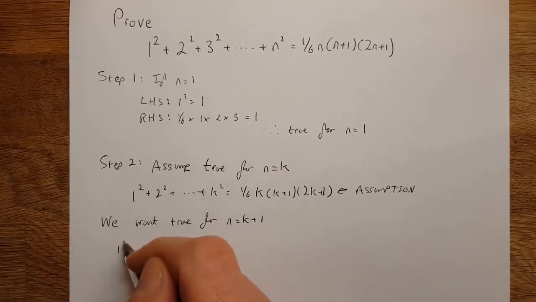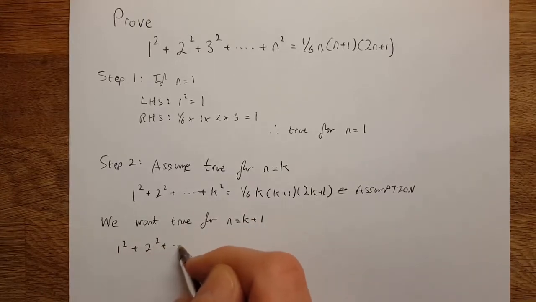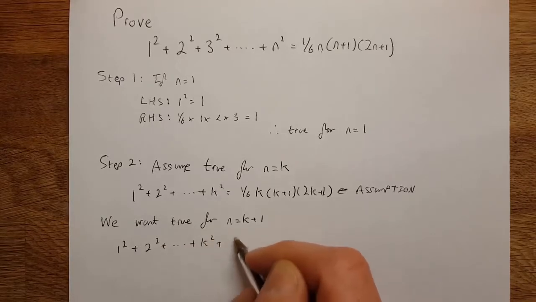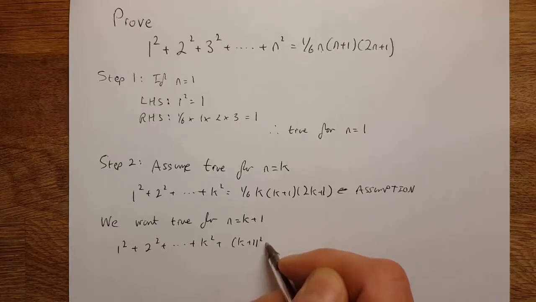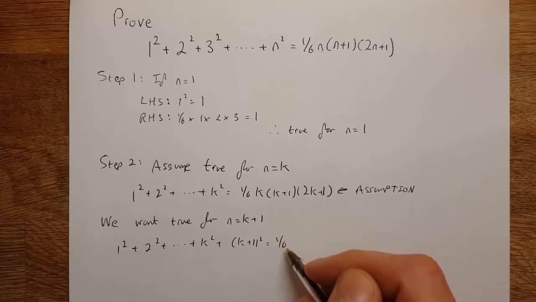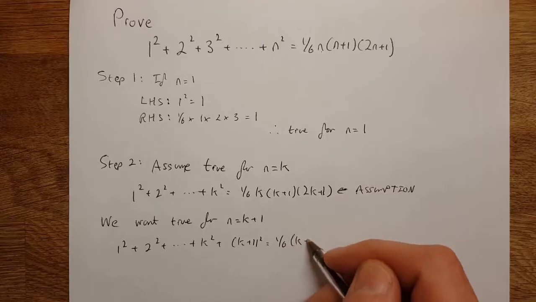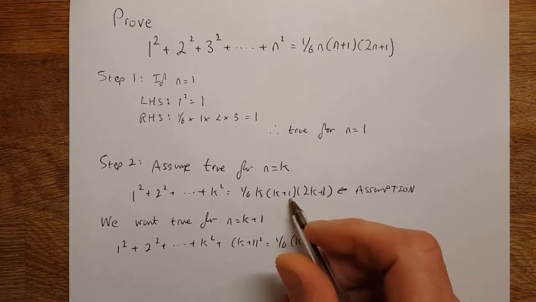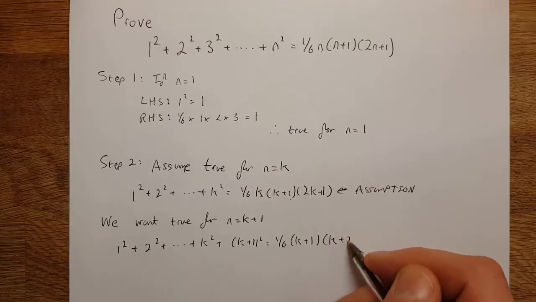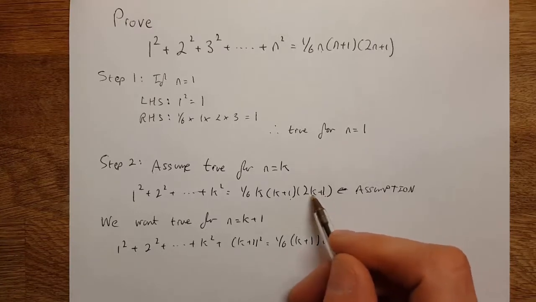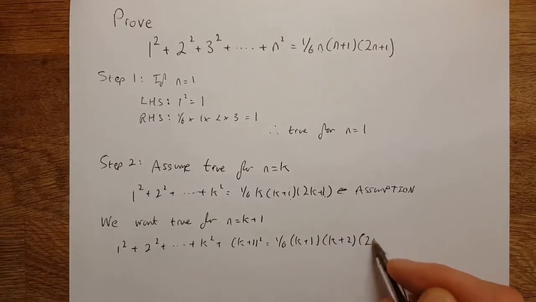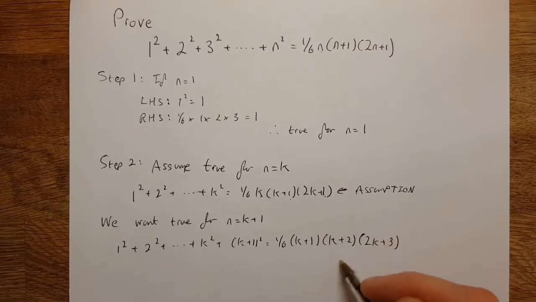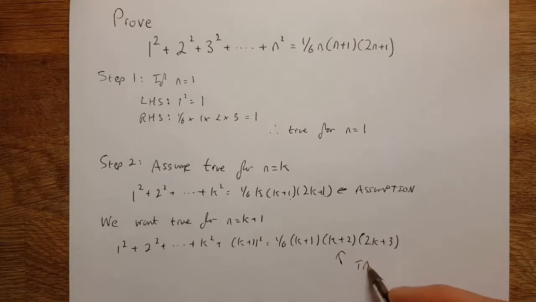So if I look at my k plus 1 term, it'll be all the way up to k squared, and then after that will be k plus 1 squared, which equals a sixth. k will become k plus 1, k plus 1 will become k plus 2, and 2k plus 1 will be 2k plus 2 plus the 1, which will be 2k plus 3. So this now becomes my target. That's what I'm aiming for.